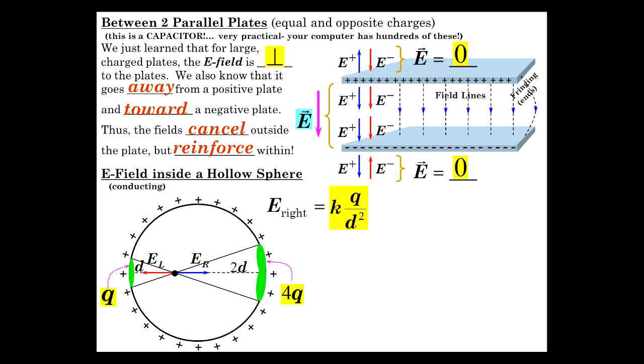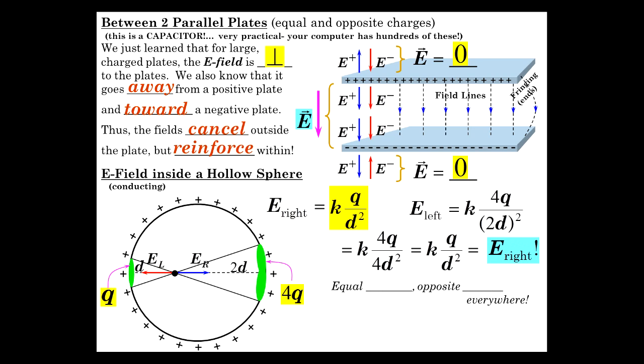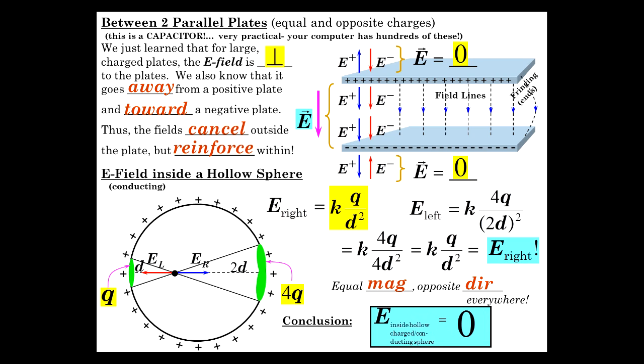Now, that produces an E field to the left. And what's its size? It's k4Q over (2D) squared, which gives us k4Q over 4D squared, which is kQ over D squared, which is E right. So the left and the right E fields are the same, and you know what that means. They're equal magnitude, opposite direction. They're going to cancel everywhere inside that hollow sphere. So the E field inside a hollow charged conducting sphere is 0 everywhere.